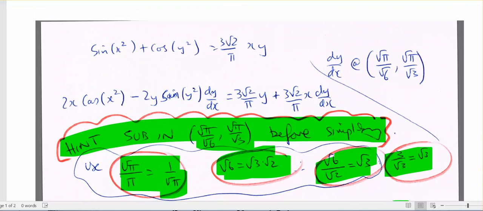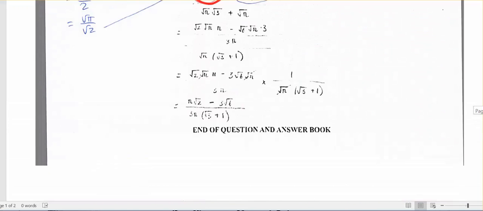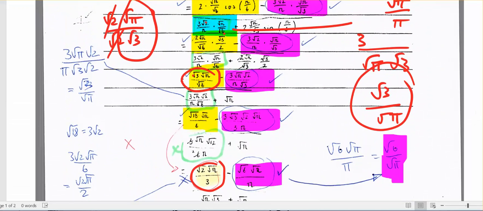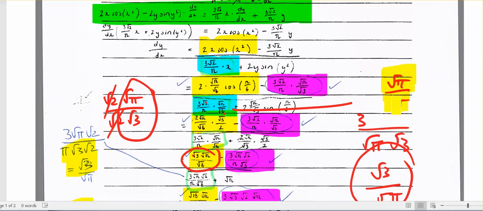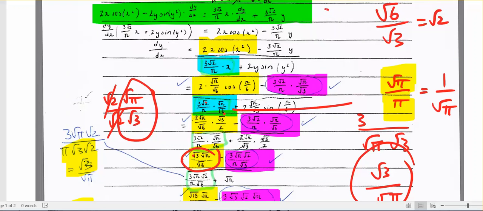So I'm not suggesting that yours is wrong. The only errors that you've made are some simplification errors of your roots. And for far too many, you were carrying this when that could have been rewritten as 1 on root pi. And things like root 6 on root 3, that equals root 2. And if you've got 2 on root 2, that's the same as root 2. And root 2 on 2 is the same as 1 on root 2.